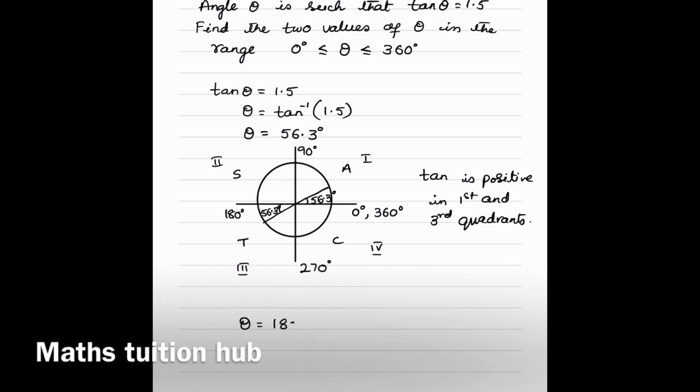And now find the theta value. The angle in the third quadrant is 180 plus theta. So 180 plus 56.3 will give us 236.3 degrees. So the answers for the two values of theta are 56.3 and 236.3.